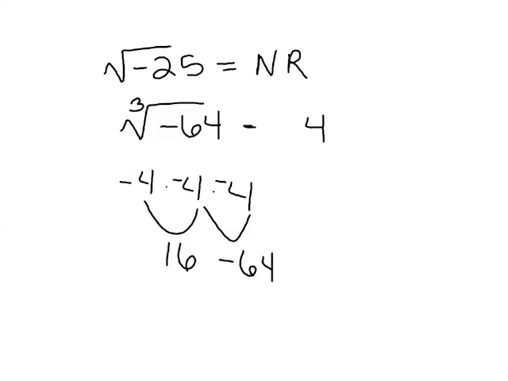So the shortcut way is to look at this number right here. If this is even, then it must be positive. If this number is odd, it can be either positive or negative. So squares and square roots, cubes and cube roots.